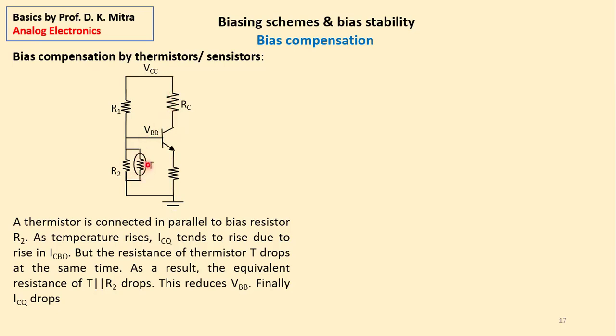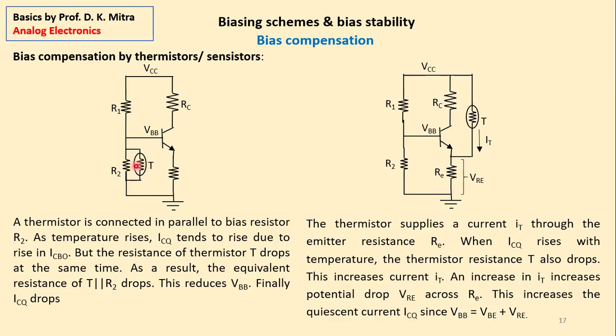Thus the possibility of increase in ICQ is compensated by the thermistor here. Next case, a thermistor is connected here. The same circuit, thermistor is connected here. Here also it supplies a current IT through the emitter resistance, directly through the emitter resistance. And it creates a potential drop IT times RE.